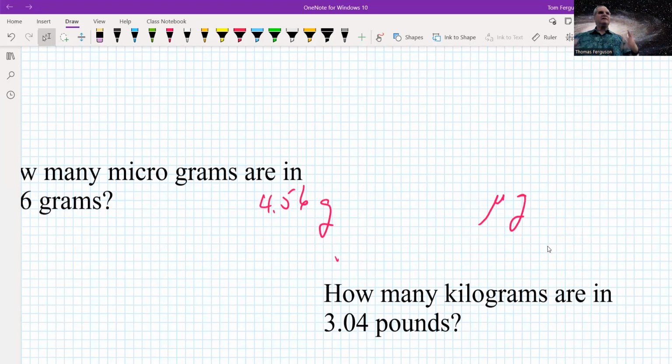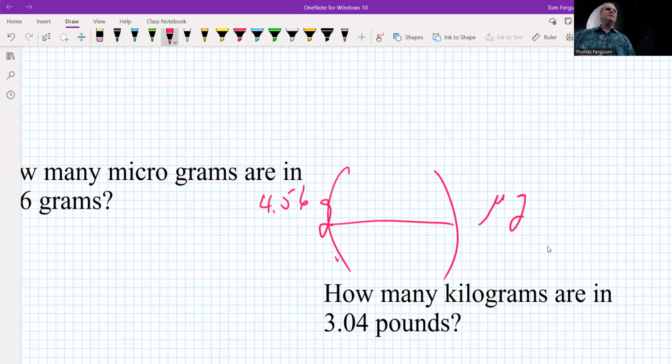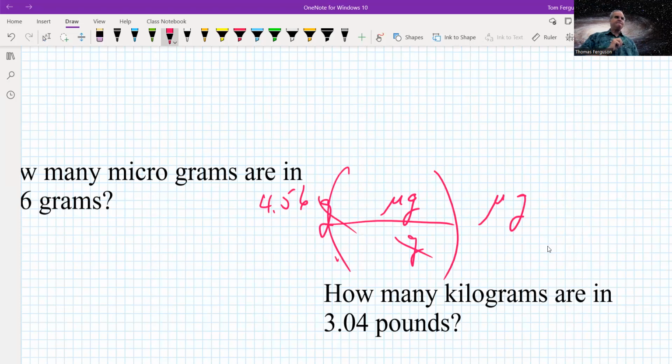Now remember, the given has always got to cancel. So what's going to go on the bottom? Grams have got to go on the bottom, otherwise it's not going to cancel. In the beginning, you might want to cross off just like I'm doing, so you definitely know it's canceled. What goes on top is micrograms. Now, there are 1,000,000 micrograms in a gram.